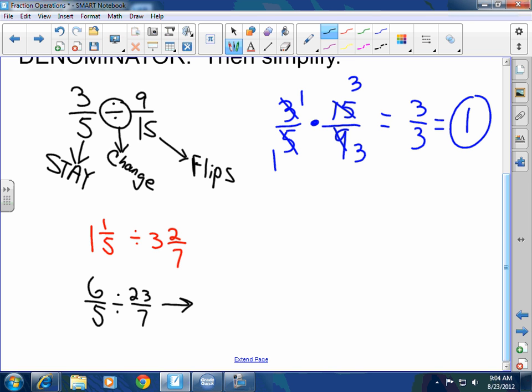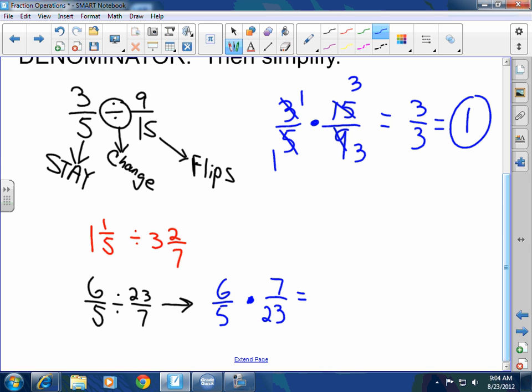Then I got to do my stay, change, flip, right? Say it together with me. Stay, change, flip. Again. Stay, change, flip. Very good. So stay, change, flip.